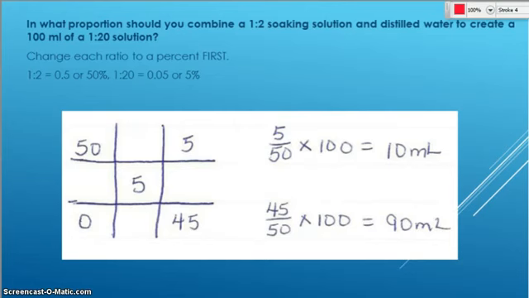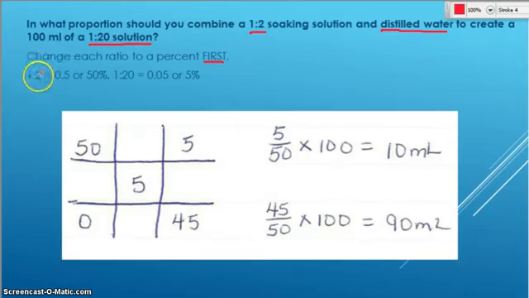We left off talking about allegations and how to deal with the problems when they have ratios instead of percents. The big thing that you need to make sure you remember is to change each ratio to a percent first. So on this particular problem, we are looking at a soaking solution that is a 1:2 soaking solution. We're combining it with distilled water to create 100 mils of a 1:20 solution. Notice we've only got two ratios and we're mixing with distilled water, so that does mean we're doing a dilution.